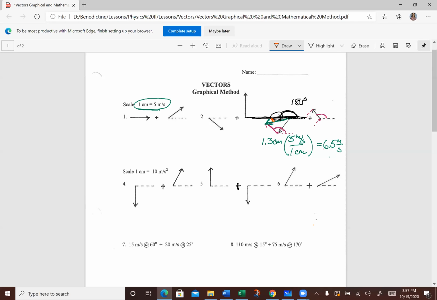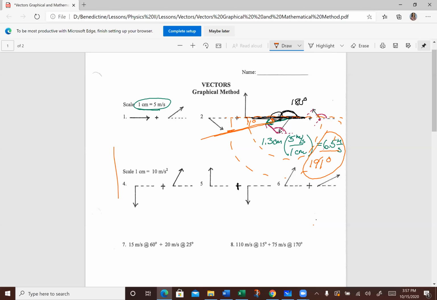So I have to lay down my protractor. You can't see that, but I'm going to lay down my protractor upside down like this, right? And extend this line, and I'm going to measure off what that angle is. So when I lay that down, I'm measuring off my protractor to be about 11 degrees. So if this is 11 degrees and I already went 180, my answer should be 180 plus the 11, or 191 degrees. So my final answer for that problem would be 6.5 meters per second at 191 degrees.